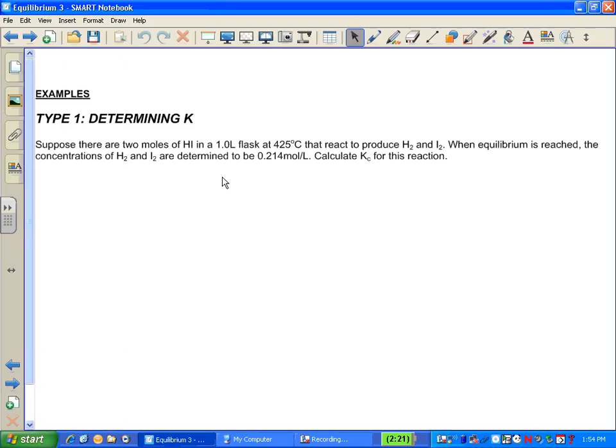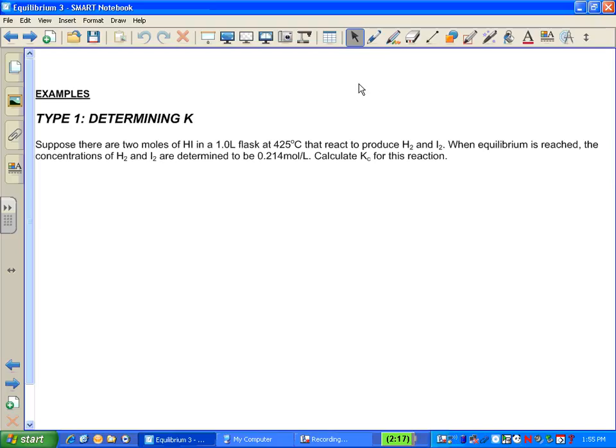Let's look at the first kind of problem. The first kind of problem is one where we're going to use information given to determine the equilibrium constant K for a particular reaction. In this example, it says, suppose there are 2 moles of HI in a 1 liter flask at 425 degrees Celsius that react to produce H2 and I2. When equilibrium is reached, the concentrations of H2 and I2 are determined to be 0.214 moles per liter. Calculate the Kc for this reaction.